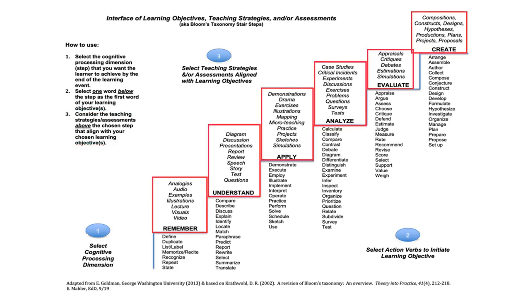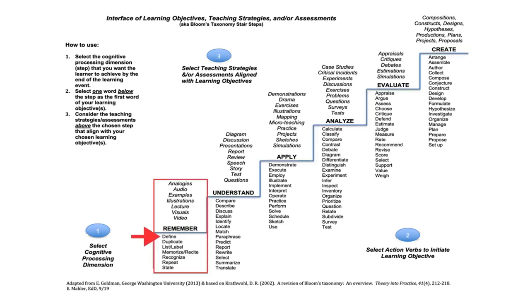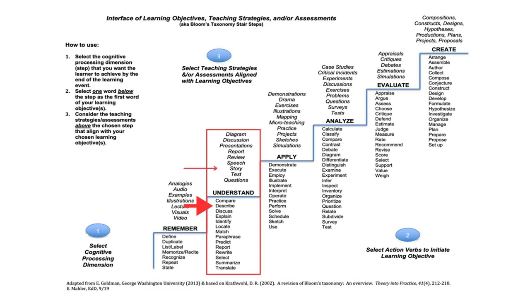Potential strategies are listed above the step of each cognitive processing dimension. Remember, it's possible that a number of strategies will align with a chosen action verb. For example, define: audio, lecture, video. Describe: story, presentations, discussion.